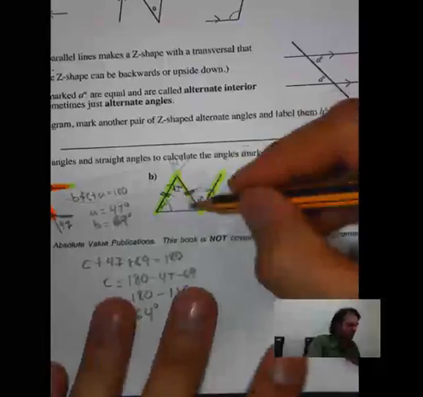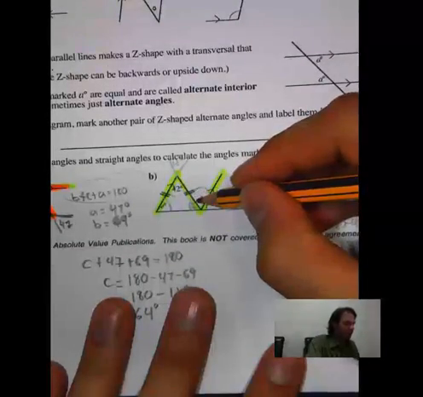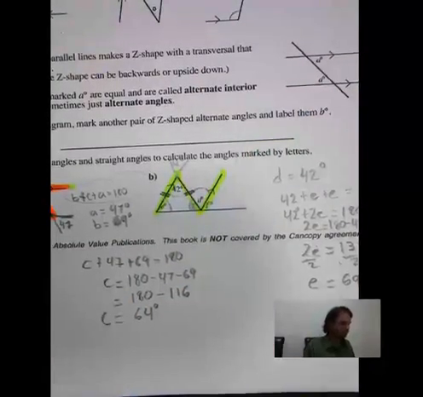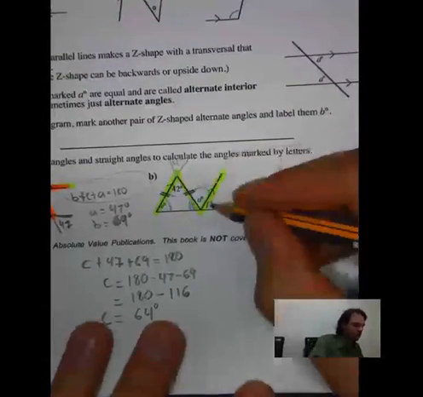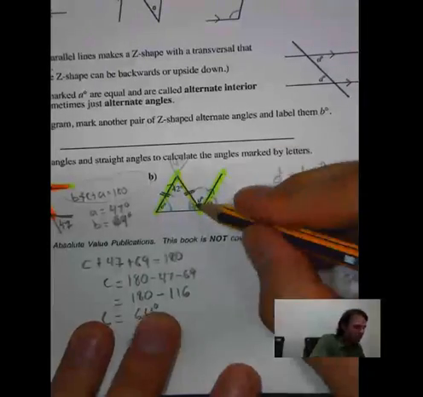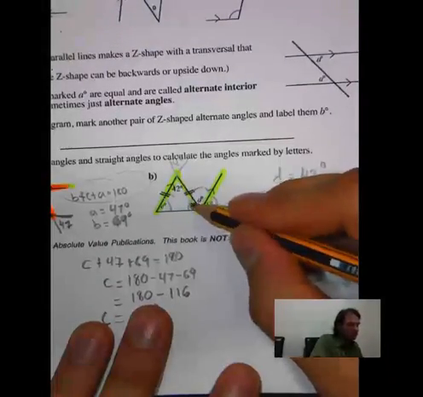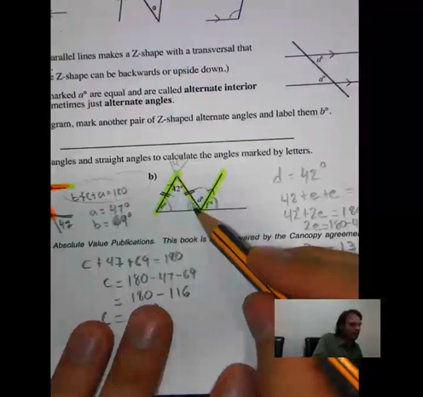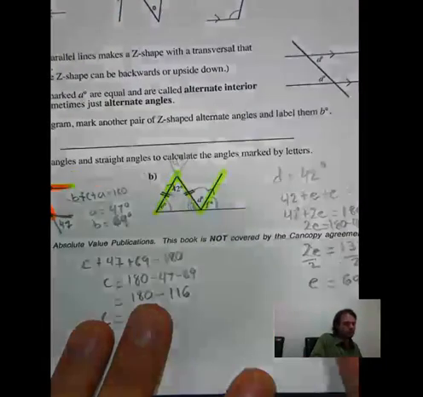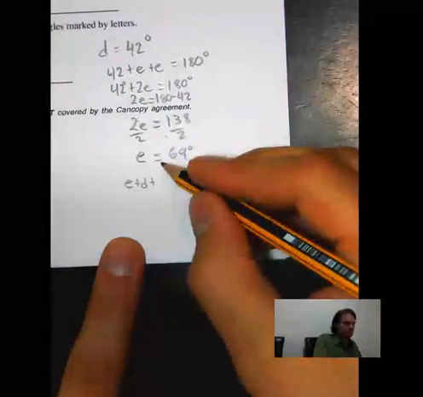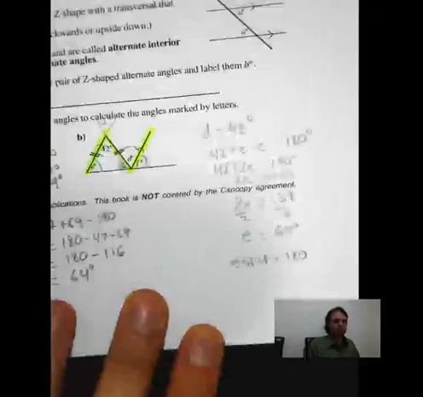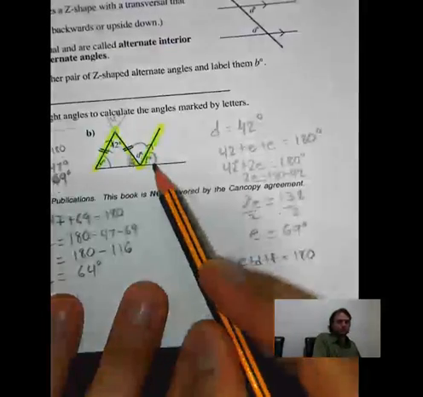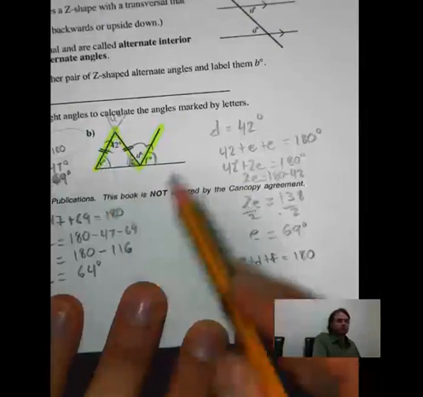So now we found E. Now we have to find D and F. Oh, we found D, so now we just have to find F. Well, if I look at this, this here could be E as well because it's an isosceles triangle. E plus D plus F is equal to 180. Okay? Because of this right here. This and this is equal to 180. This here is equal to E, so I'm just going to call that E.